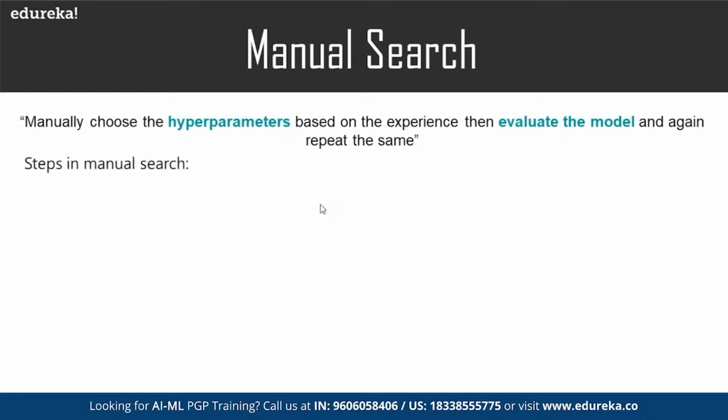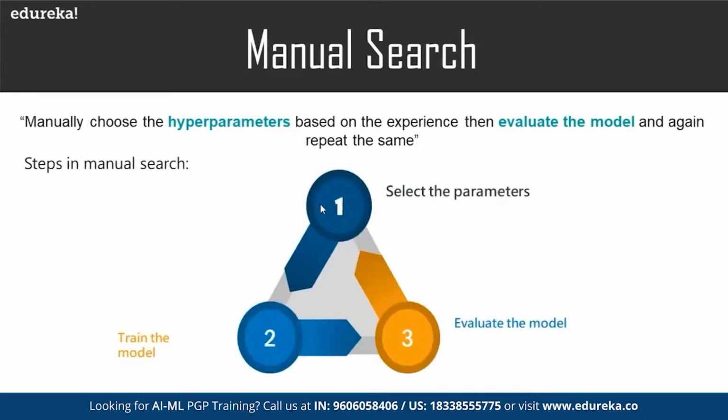So here we go. The steps in such manual search are usually selecting the right parameters, and then training the model. Training the model of course happens after model selection. That is actually part of machine learning modeling.